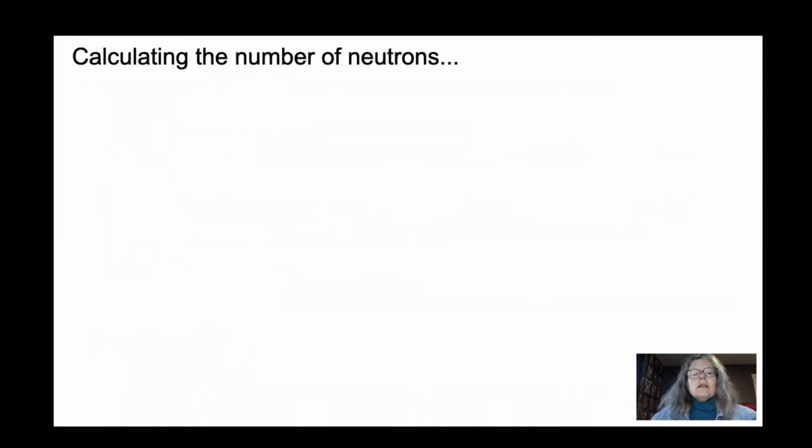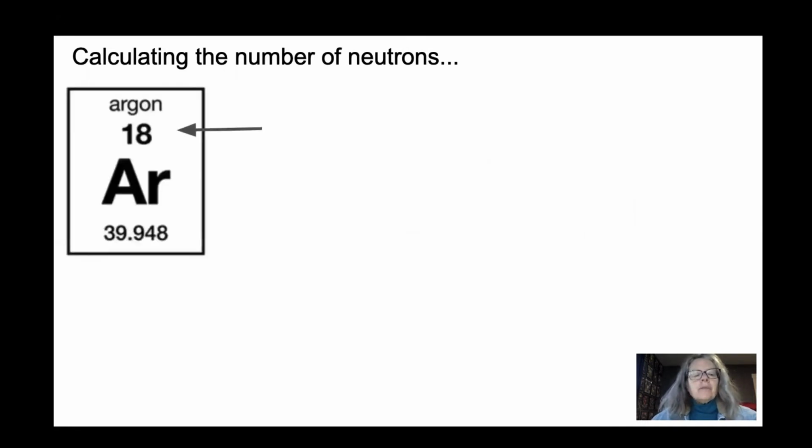All right, so let's look at calculating the number of neutrons. Protons are given to you right on the periodic table with the atomic number. The electrons are the same number as the protons if it's a neutral atom, and if it's not neutral, you will have been able to figure out how many electrons it either gained or lost. So let's look at the number of neutrons.